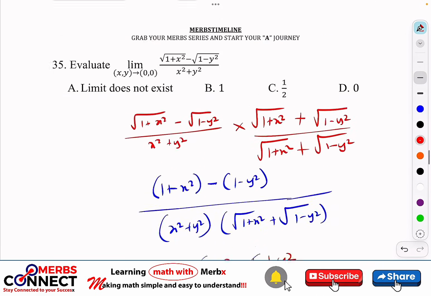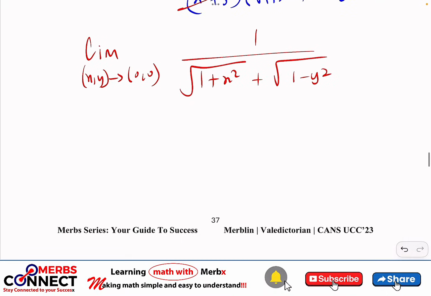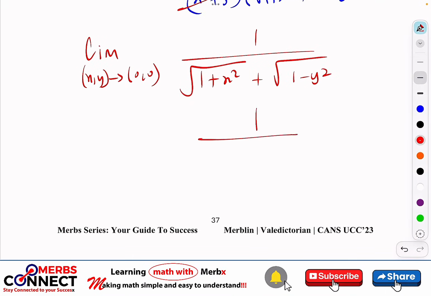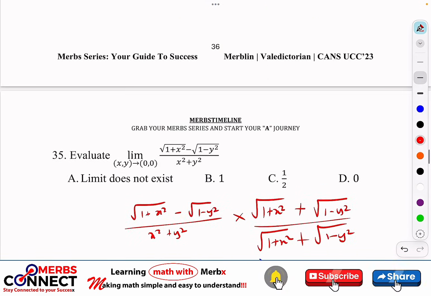Well, now we are taking the limit as x and y approach 0. So let's do that. x, y is approaching 0, 0. So when you plug in 0, what happens? I plug in 0, I plug in 0. Nothing bad happens. So 1 divided by square root of 1 plus 0 squared, which is 0, plus square root of 1. And this is 1 divided by 1 plus 1. And this is 1 over 2.